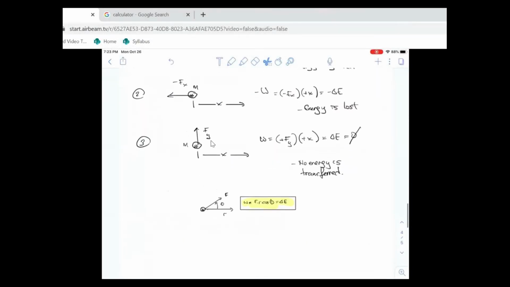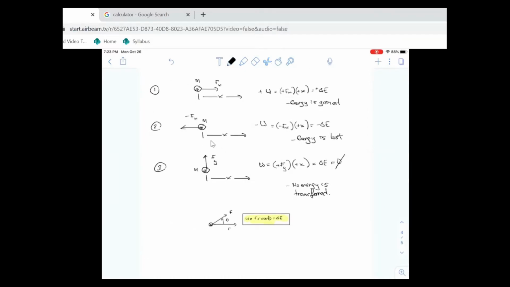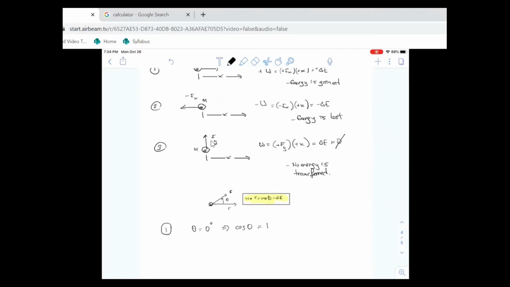Okay, so let's use this one. And then let's go over these three cases one more time. All right, so case number one. Okay, guys, what's the angle between this force and this displacement? It's going to be 0 degrees, right? All right, so what is the cosine of 0? 1. It's going to be 1. Okay, so if that's the case, what do we get? It's going to be positive work.